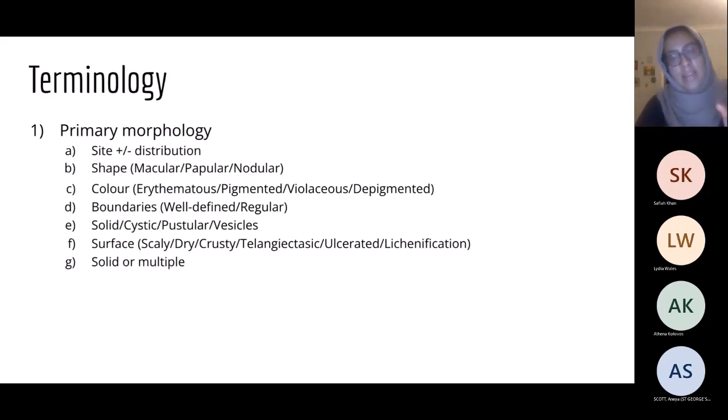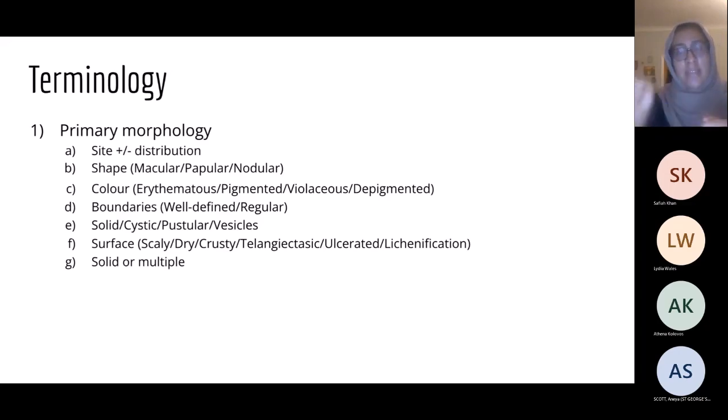For example, in eczema, you might find that the lesions tend to be in the flexor areas of your body, so the insides of your elbows. Whereas with psoriasis, these patches tend to be more on your extensor surfaces, like the back of your elbows. And so that's where describing the distribution can be quite important, because it gives you a better idea of what that lesion might be. And then the shape of the lesion. So you might hear terms like macule, a maculopapular rash, a nodule.